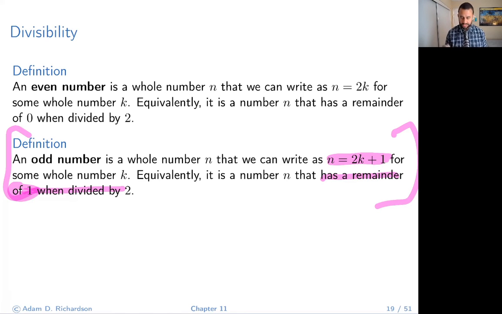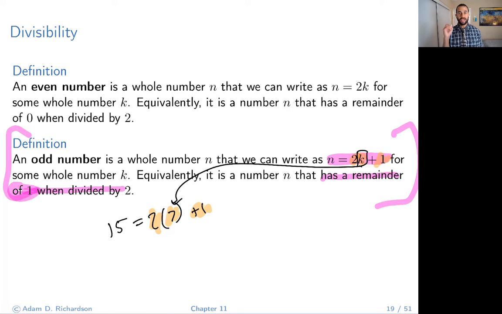Okay, so let's do an example. I happen to know that 15 is an odd number. Why? Because I can write it as 2 times 7 plus 1, right? That's 14 plus 1. And in this case, k is 7. So notice the structure is identical here. The structure is 2 times k plus 1. That's how we know 15 is an odd number by definition.